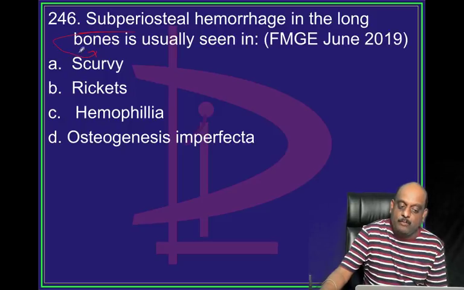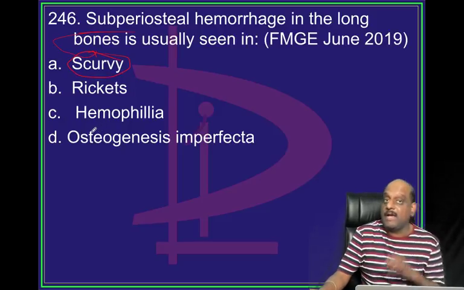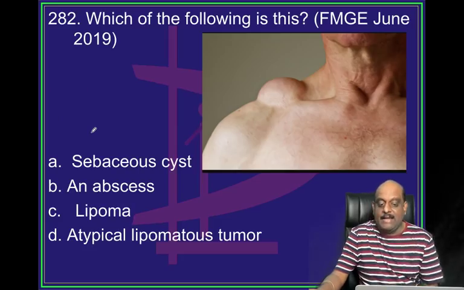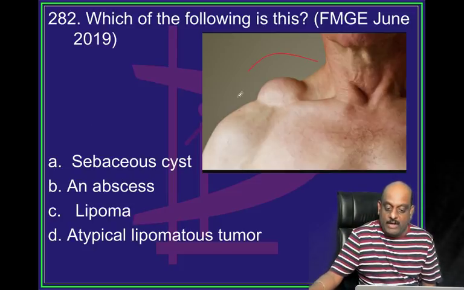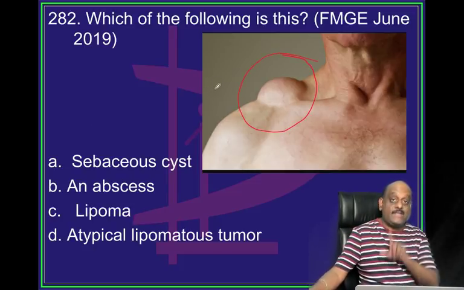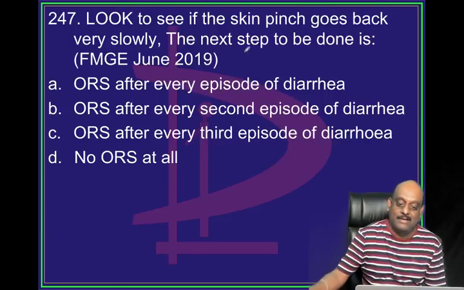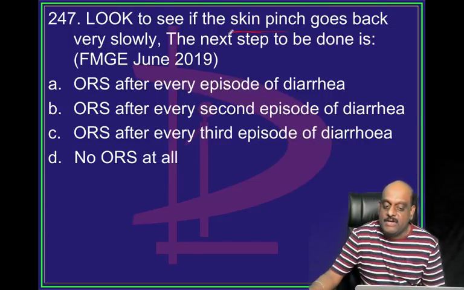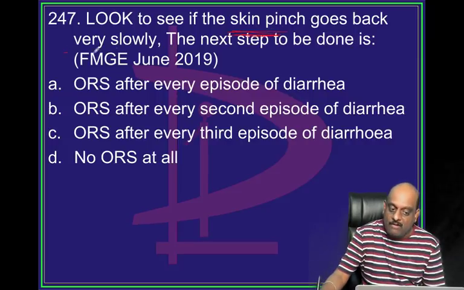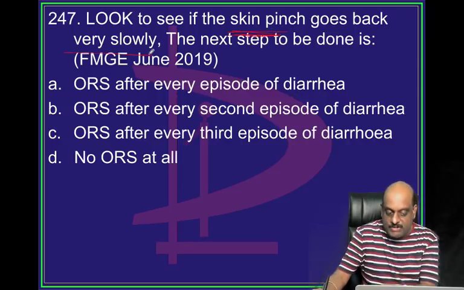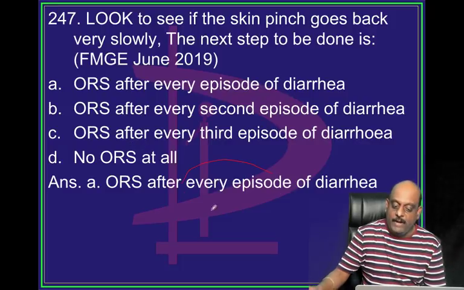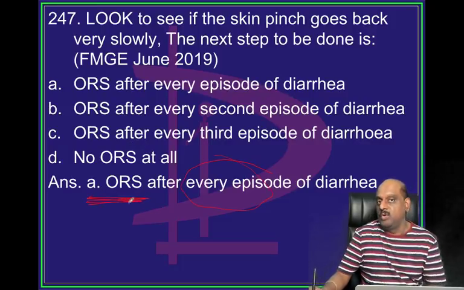Subperiosteal hemorrhage of the bones, whenever there is scurvy and capillary fragility, and that leads to bleeding. So what is this lesion with a slippery border? It is lipoma. So in a dehydrated child, if the skin pinch goes back very slowly, the next step, what do you want to do? For every episode of diarrhea, you need to give ORS.